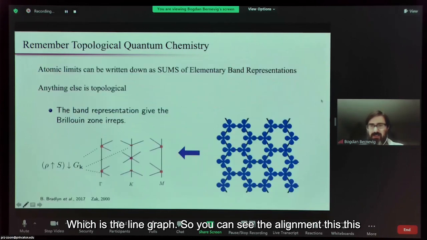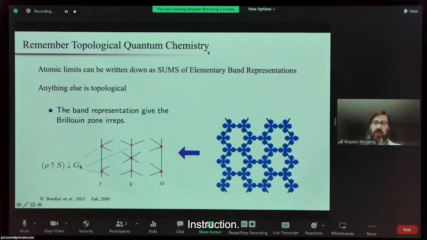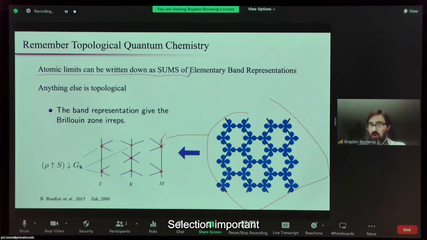But now the beauty of this construction is that it explains why, when you have flat bands, you're very likely to get topology. So let's see this. Just remember, a few slides ago I said that from just the orbitals in real space, I can get the representation on the lattice. And then I said that atomic limits or trivial states can be written down as sums of these elementary band representations.